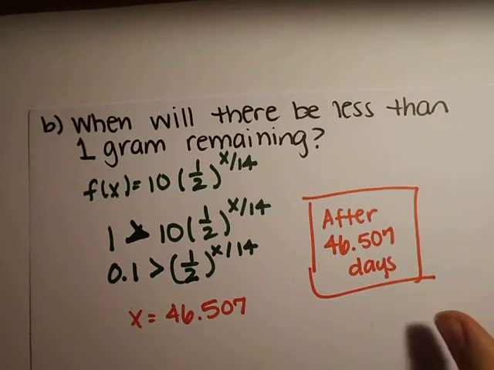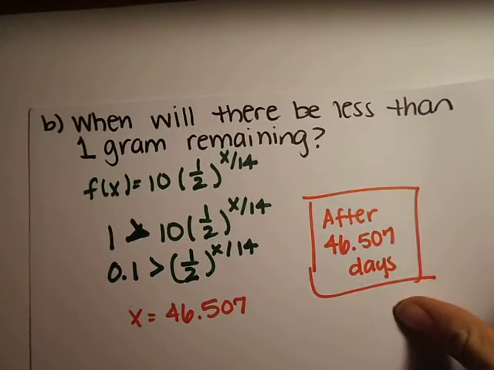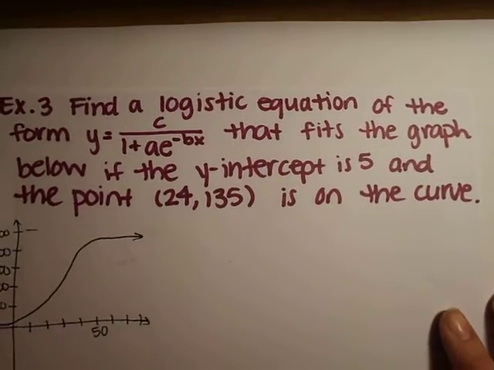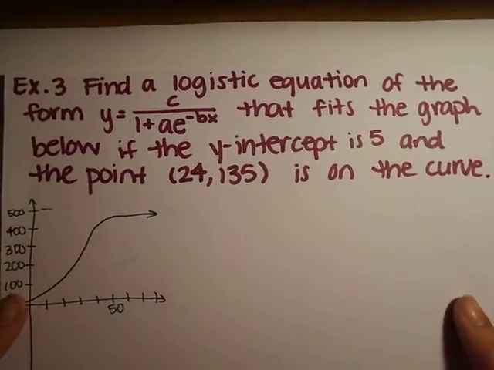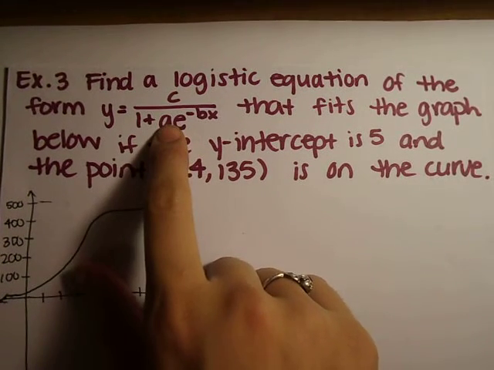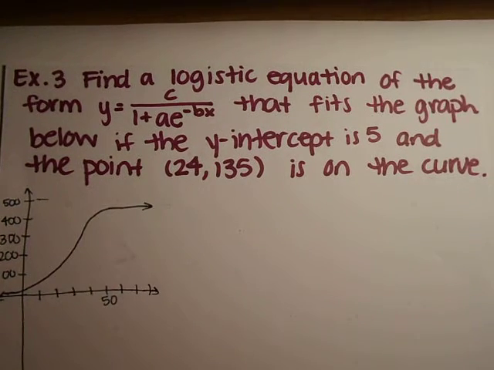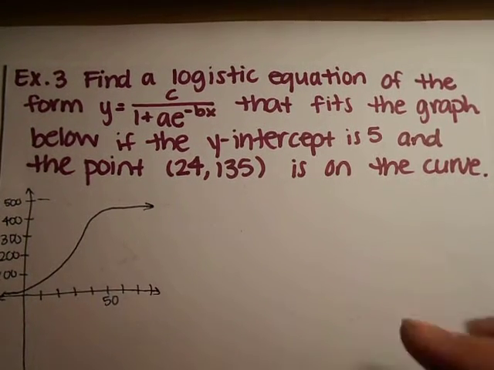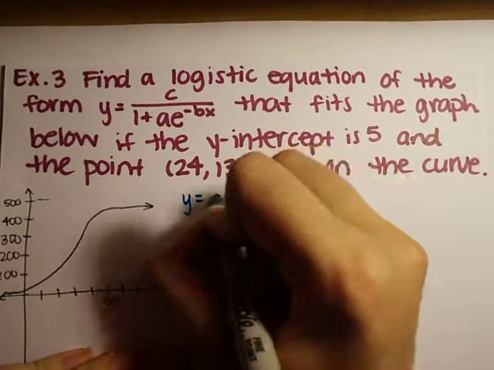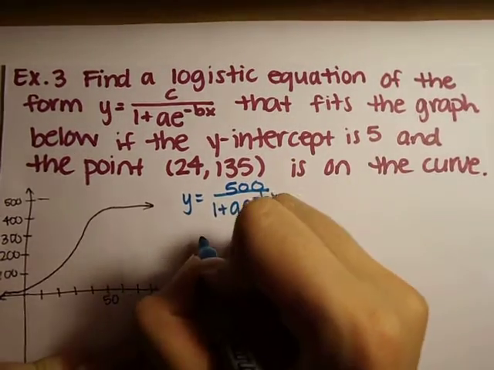And the last thing I want to talk about today is determining a logistic equation given asymptotes, a y-intercept, and another point on the line. So your logistic equation is of the form y equals c over 1 plus ae to the negative bx. We already know that c is 500, so we can go ahead and plug that in. And now we want to find a.